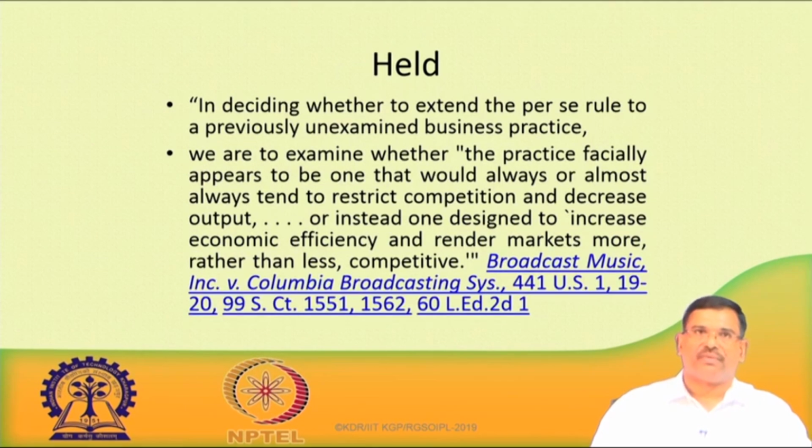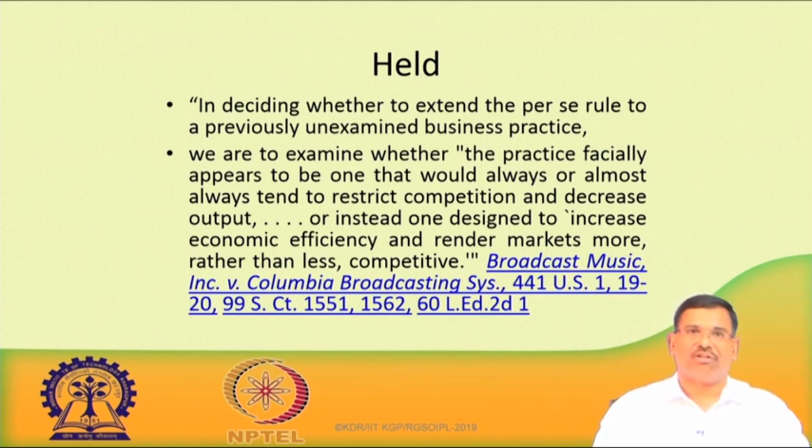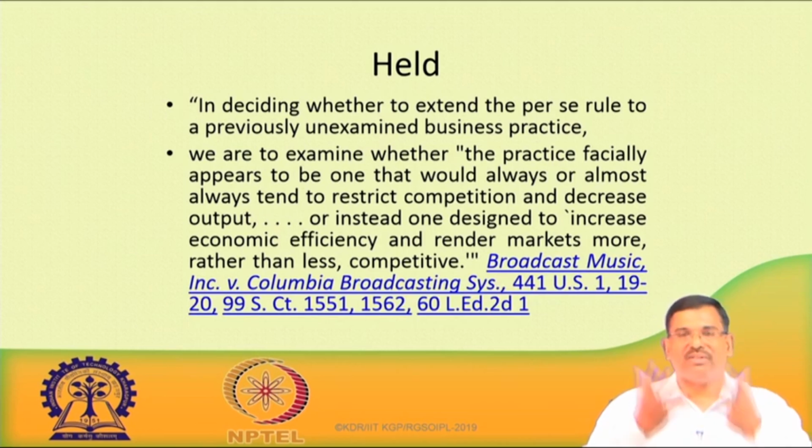Any restraint on trade is per se illegal. Then again, in deciding whether to extend the per se rule to previously unexamined business practices, according to the words of the court, the practice facially appears to be one that would always or almost always tend to restrict competition and decrease output, or instead one designed to increase economic efficiency and render markets more rather than less competitive, by referring to Broadcast Music Inc. versus Columbia Broadcasting. So, which rule is applicable?